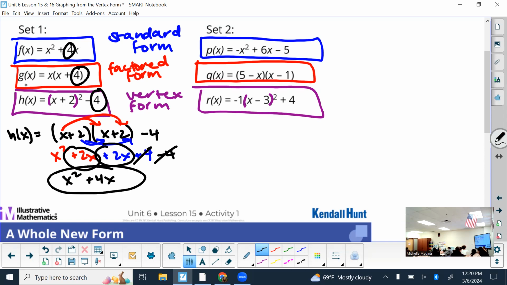So your other formats, the factored and the vertex form, can be multiplied out to give you your standard form, which is the simplest. But of course, you could also tell them to put it into the graph and give you the same thing. We could also prove that P and R are the same, but I don't think we really need to. Just know that if I were to multiply this out, I do get my standard form.